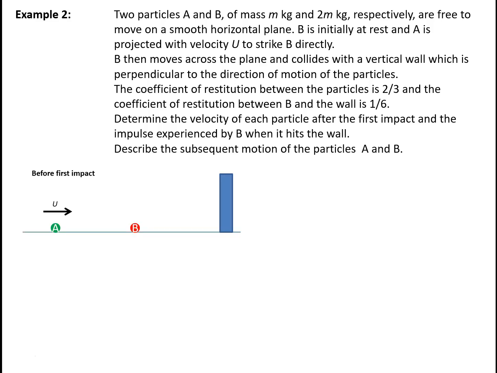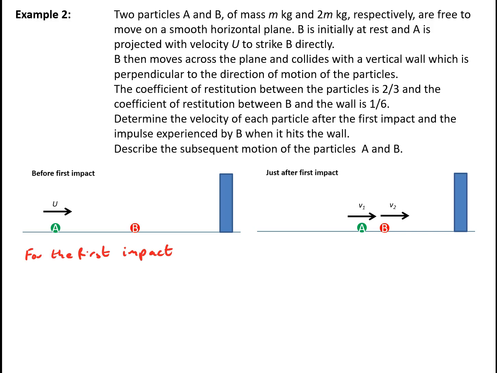So, looking at the first impact to begin with between A and B, before that first impact we have A moving towards B with speed u. After that impact we'll have B moving towards the wall with speed v2. We're not sure about the direction of A. It may be moving towards the wall or it may be moving away from the wall. In our diagram we'll put it moving towards the wall. If v1 ends up being negative, then that simply means that A is moving away from the wall rather than towards the wall.